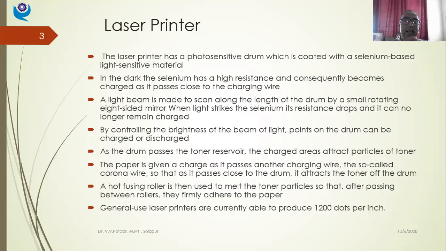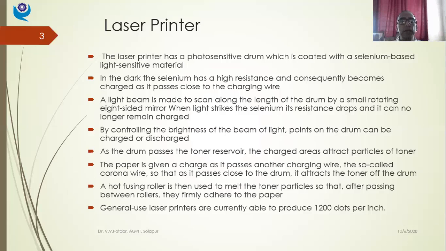As the drum passes the toner reservoir, the charged areas on the drum attract particles of toner, that is ink. The charged areas attract particles of toner or the ink. The paper is given a charge as it passes another charging wire, the so-called corona wire, so that as it passes close to the drum, it attracts the toner of the drum. So from the drum, the ink is attracted by the paper as the paper is charged.